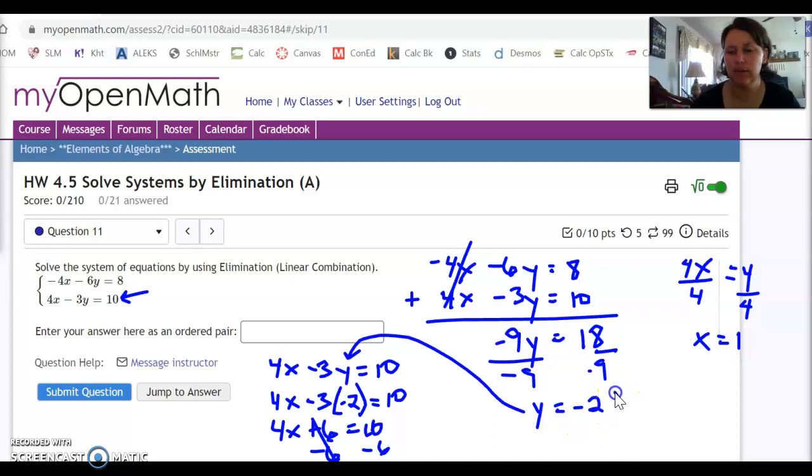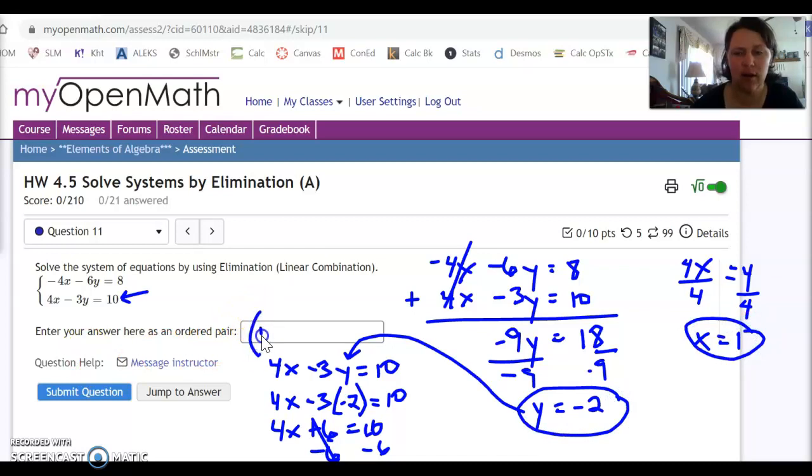So final answer, we have y was negative 2 and x equals 1. So write that as an ordered pair. x is 1, y is negative 2, and that's your final answer.